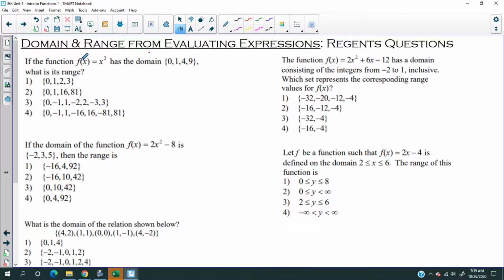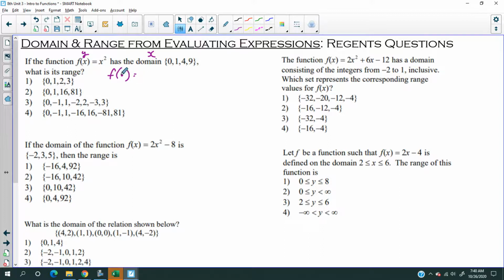So let's see. Here it says if the function f of x equals x squared, so y equals x squared, has the domain 0, 1, 4, 9, what's the range? So what's domain again? The x value. So if you put 0 into the function machine, 1 into the machine, 4 into the machine, 9 into the machine, what can possibly happen? Okay, so watch this. I'm just gonna plug it in.